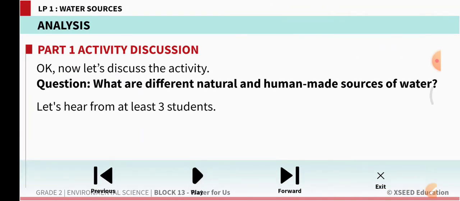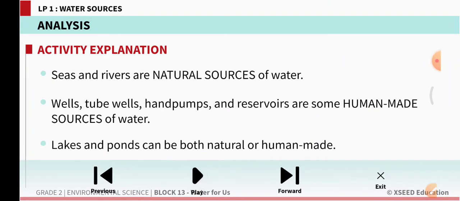Okay. Now, what are different natural and human-made sources of water? Seas and rivers are natural sources of water. Okay, seas and rivers are natural sources of water. Wells, tube wells, hand pumps and reservoirs are some human-made sources of water. Lakes and ponds can be both natural or human-made. Okay, we have some natural lakes and natural ponds, and we also have some lakes and ponds that are made by humans. Right? Let's move on.